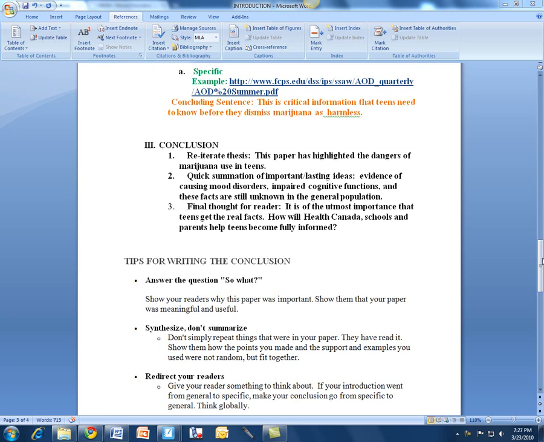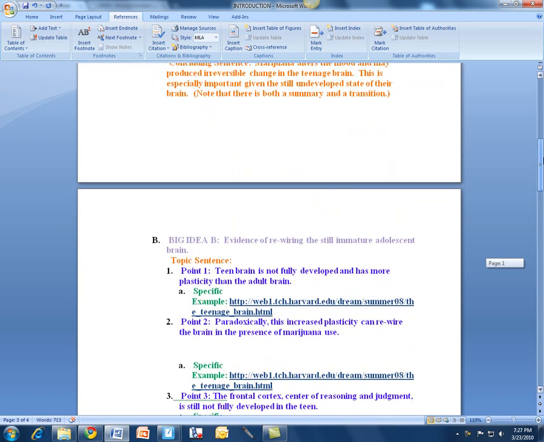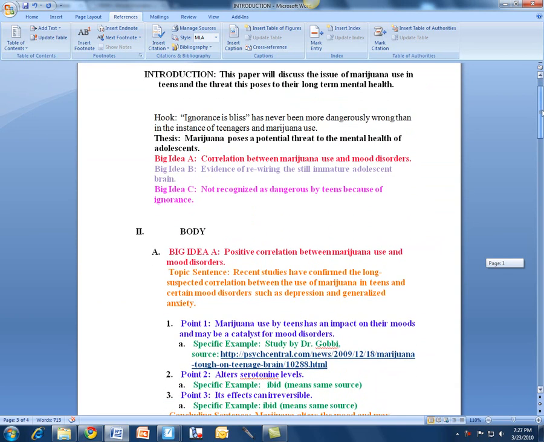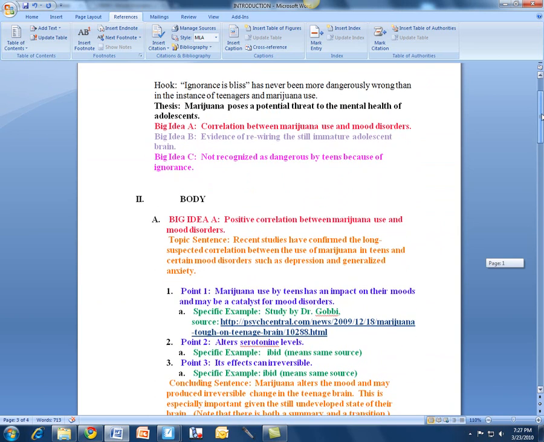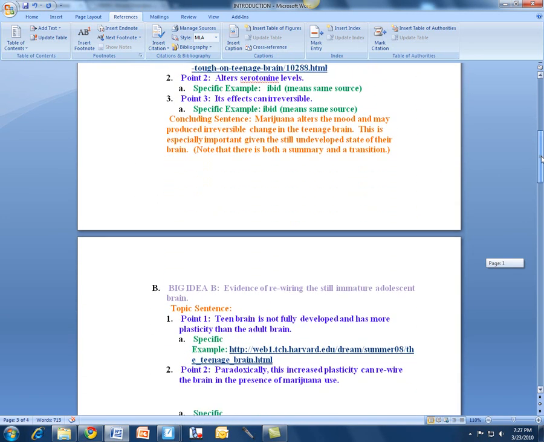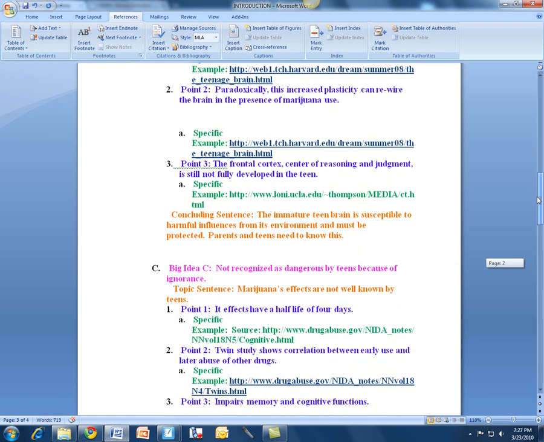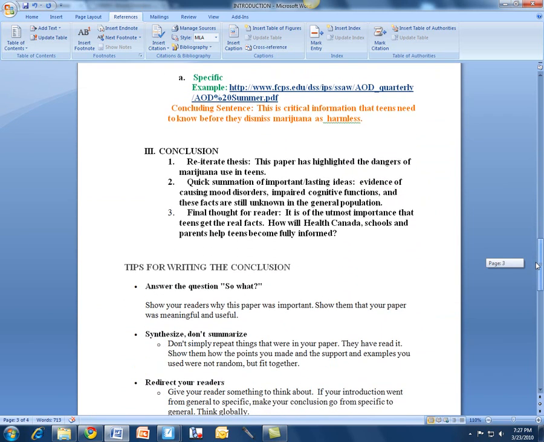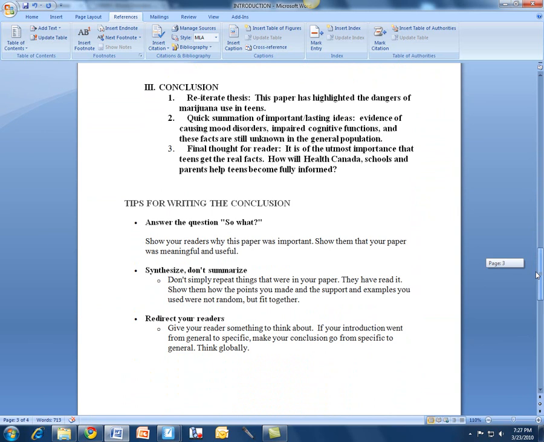So I'm back to this document that you probably recognize by now, which is the outline for the paper whose thesis was the correlation between marijuana use and mood disorders later in life. And you recognize the big ideas here in color and the body, sections A, B, and C. And I've already discussed how to write the intro and suggested that if you're stumped and you get writer's block, you can always write your introduction after you've written the body of the paper and even after you've written your conclusion, because when the whole thing is done, you know exactly what to say because you've already said it.